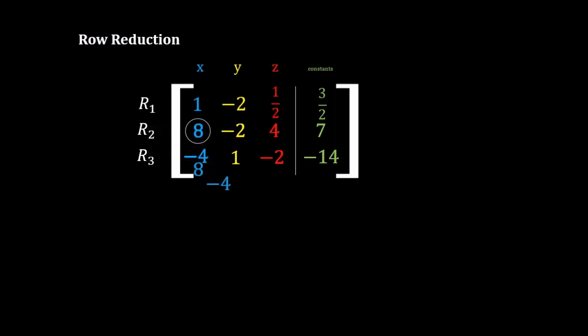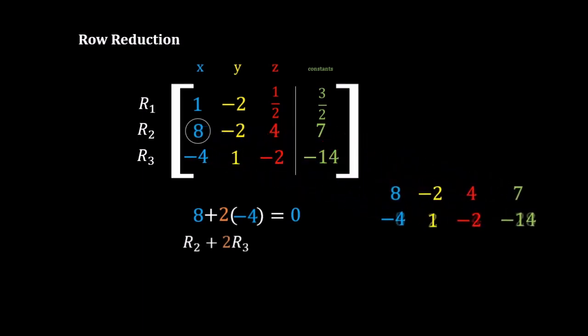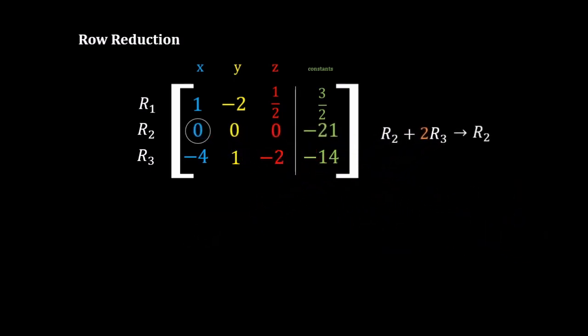We can use 8 from row 2 and negative 4 from row 3 to create 0 by doing 8 plus 2 times negative 4 to get 8 minus 8, which equals 0. Doing the multiplication by 2, then adding row 2 and 3 gets us the row 0, 0, 0, negative 21. We'll put this into row 2, since that's where we want the 0 to be.